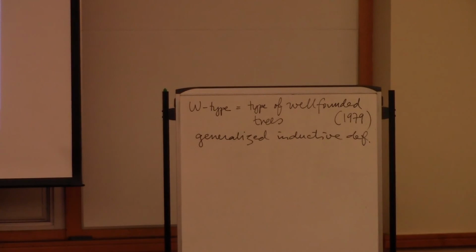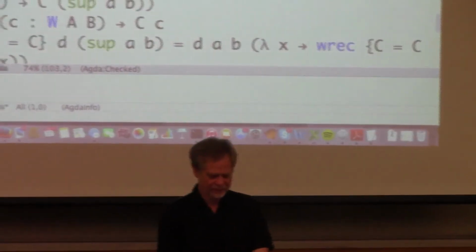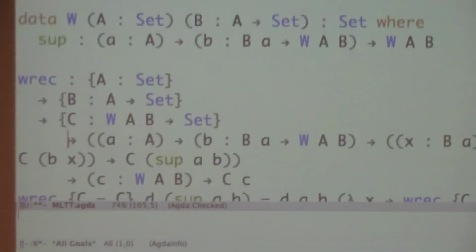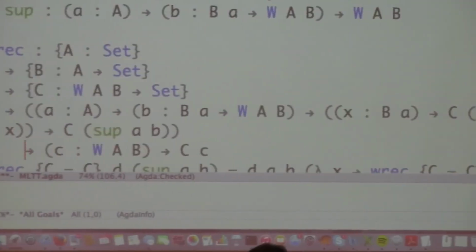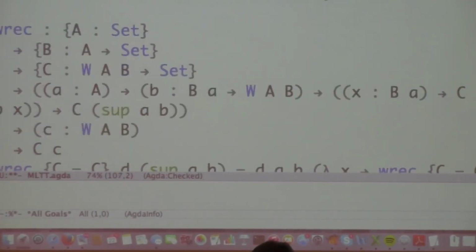Well, let's see, now it's all a little bit unreadable here. Sorry. I hope this is a little bit more readable.